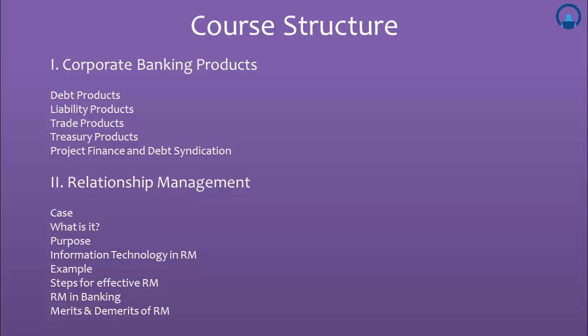In trade products, we are going to learn the concept of factoring, bank guarantee, letter of credit, etc. The same concept applies with treasury products, and then we are going to move forward with what is the meaning of project finance, how it is used, and when syndication is carried out. So this is about the corporate banking products. Once we are done with this, we move on to the concepts of relationship management.